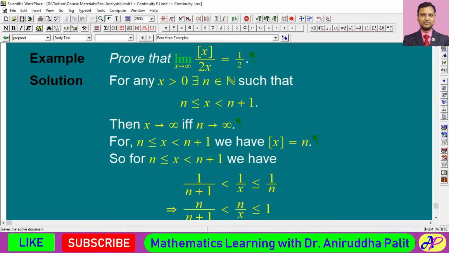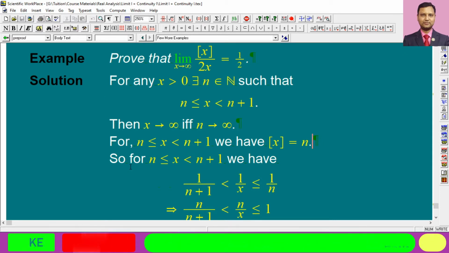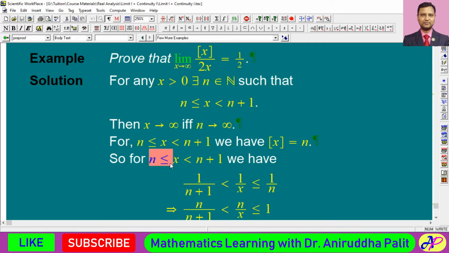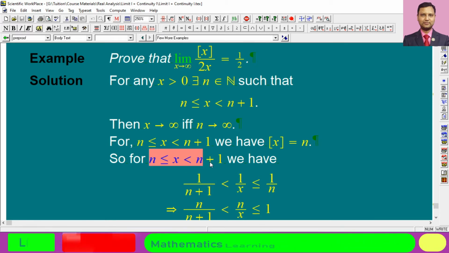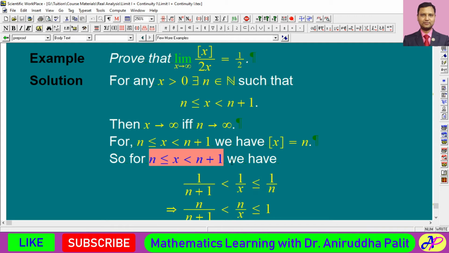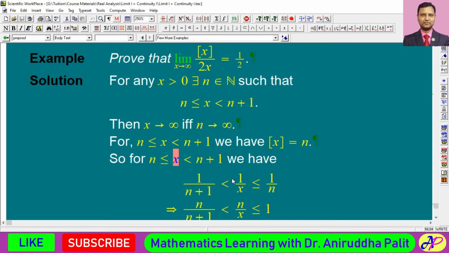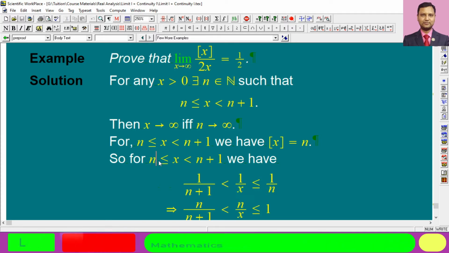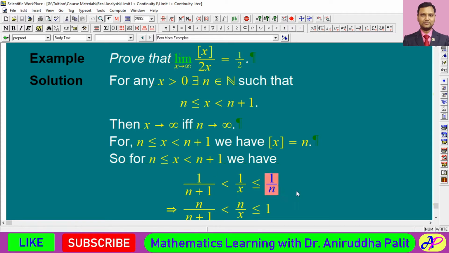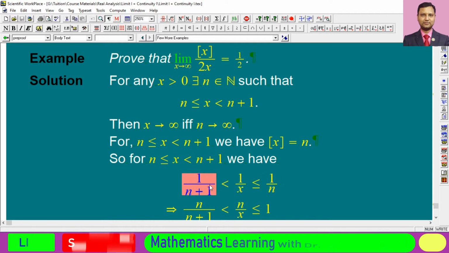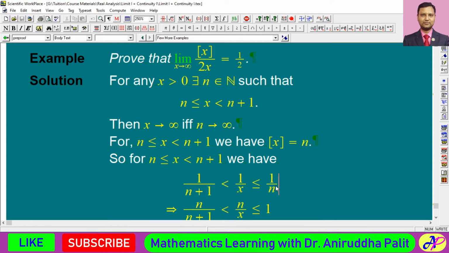Now as n is less than or equal to x, which is strictly less than n plus 1, we can take the inverse of this expression, and we get 1 by n plus 1, the inverse of the largest quantity, is strictly less than 1 by x, and that is less than or equal to 1 by n.